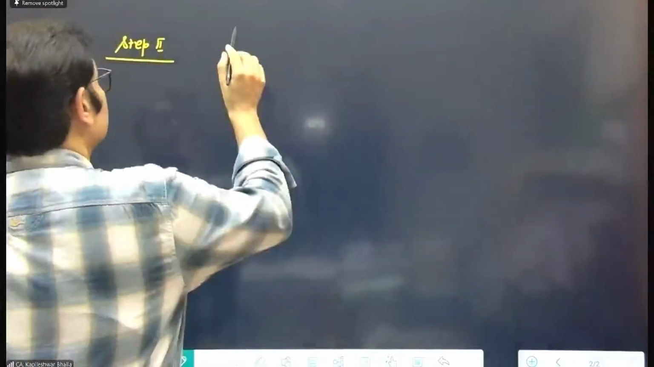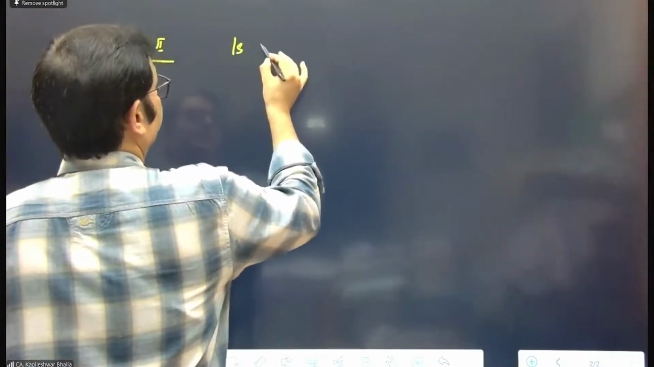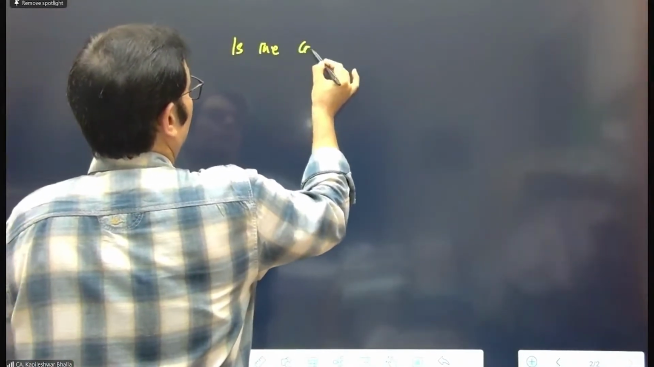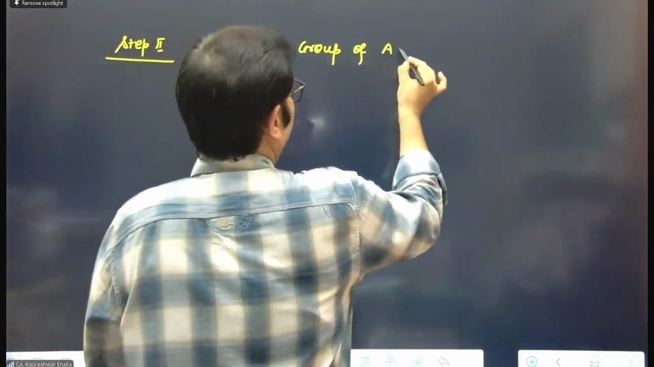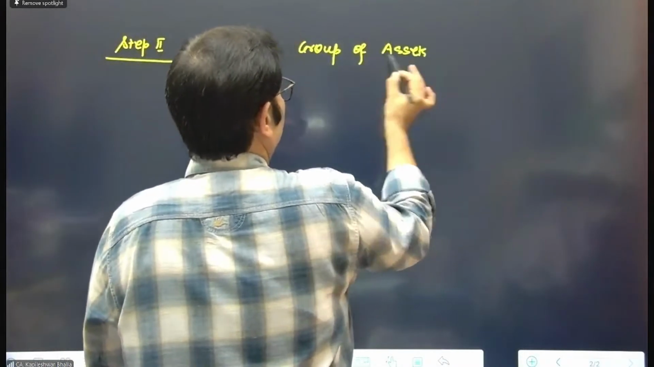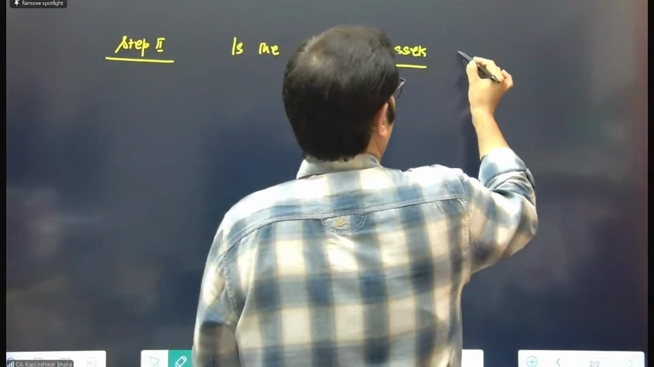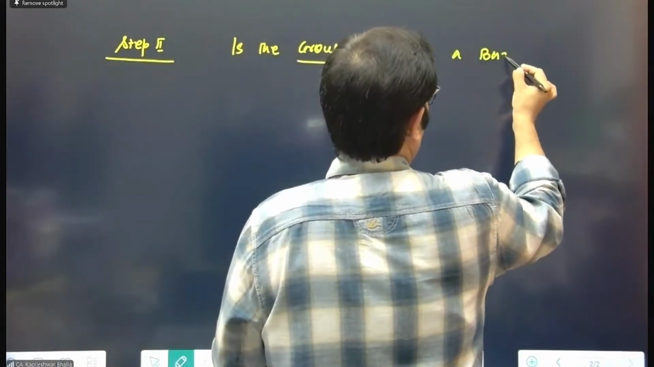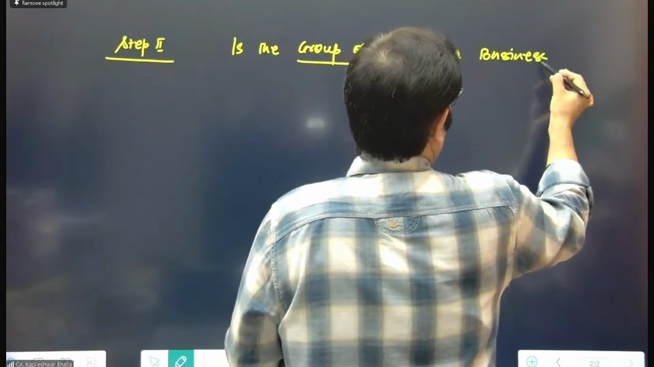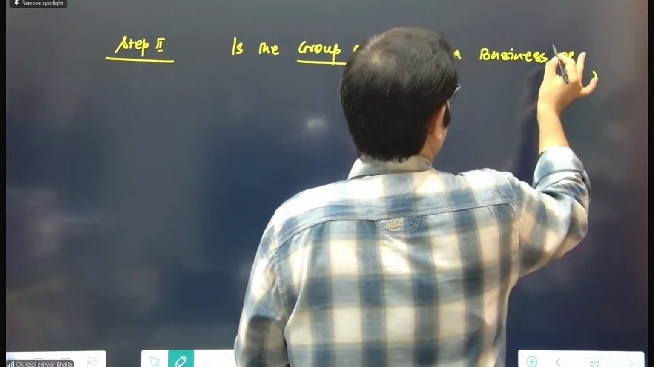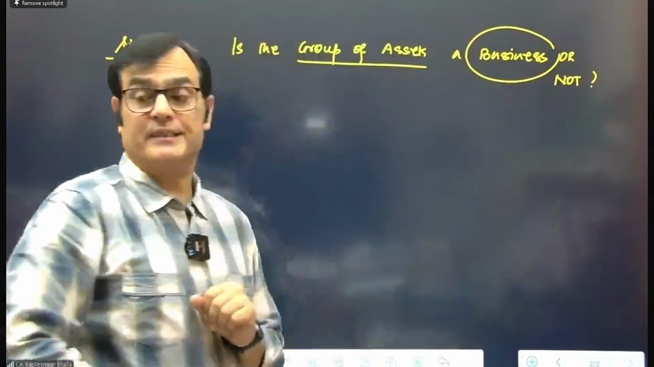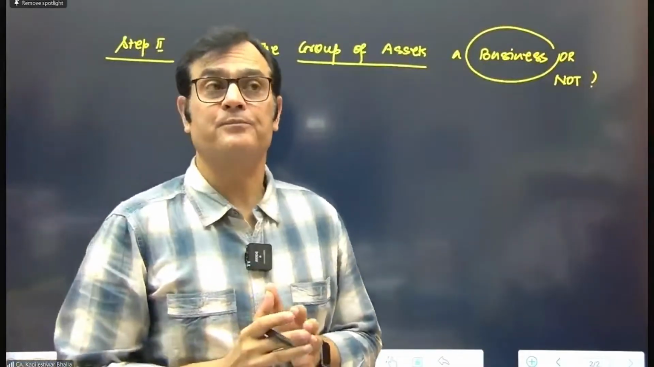So the second step is to see whether the group of assets, because we said in step 1 that it is a group of assets, is a business or not. So the focus point is deciding whether the group of assets is supposed to be a business or not.